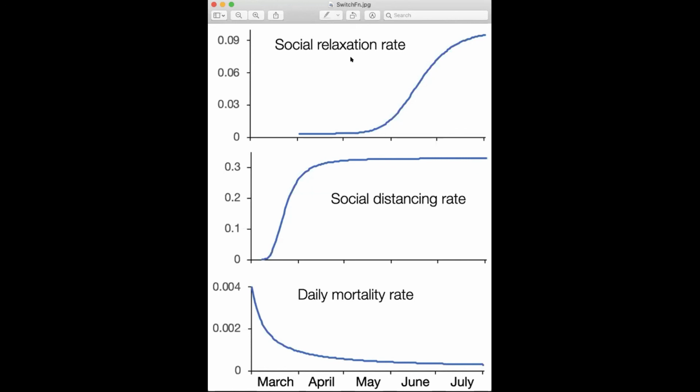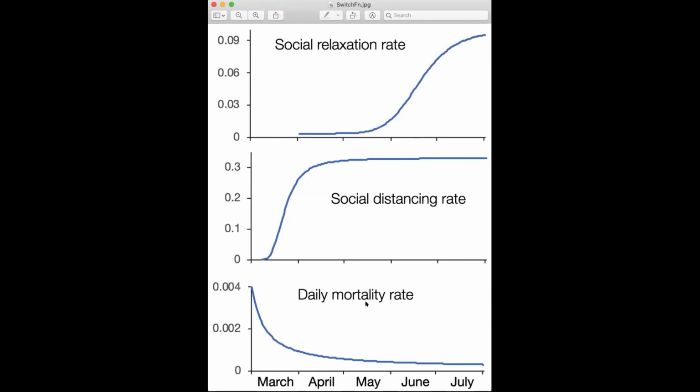The social relaxation rate switches on at a very low level at the beginning of April, but is of not much significance until it starts to climb in the middle of May, climbing fairly steeply so that through June and towards the end of July, it's approaching its maximum at somewhere around 0.09.